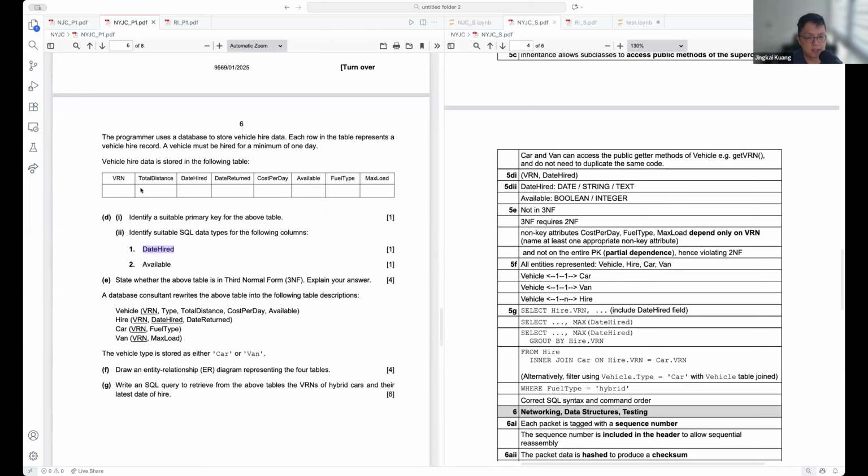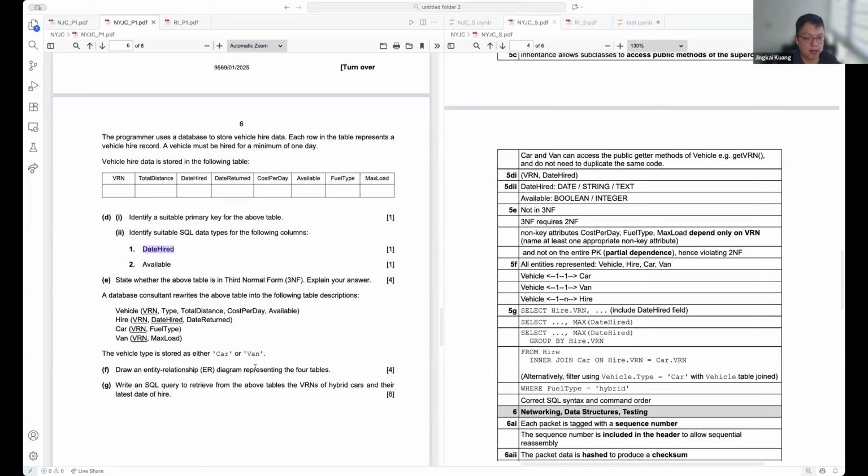Let me see. VRN. Total distance is dependent on VRN, that's fine. Date return, cost per day is also dependent directly on VRN. Available also depends on VRN. Fuel type, VRN. Max load, also VRN directly. So actually, if you go by 3NF, technically it is 3NF. But you cannot have 3NF without having 2NF. And I think 4 marks is a bit too generous here.